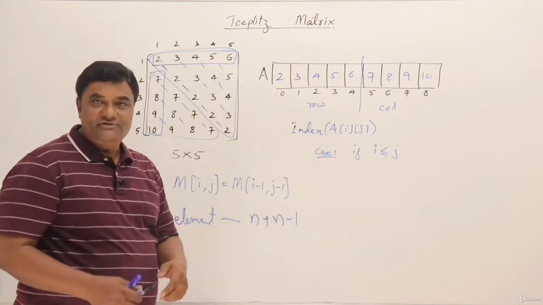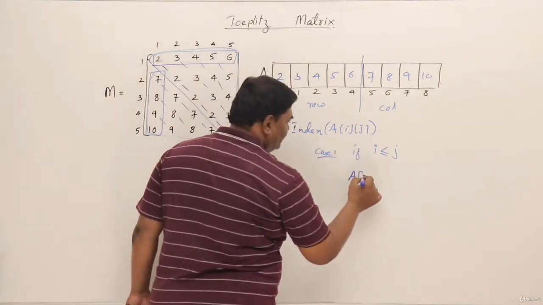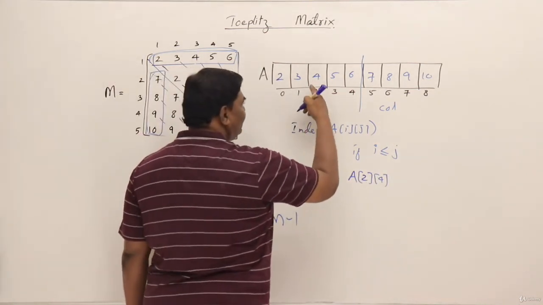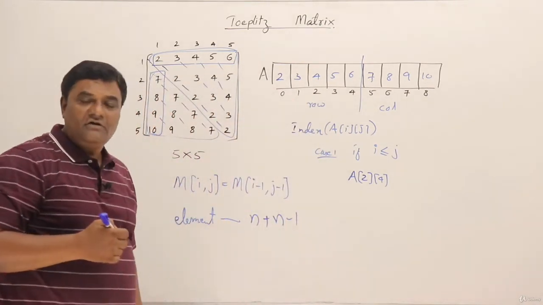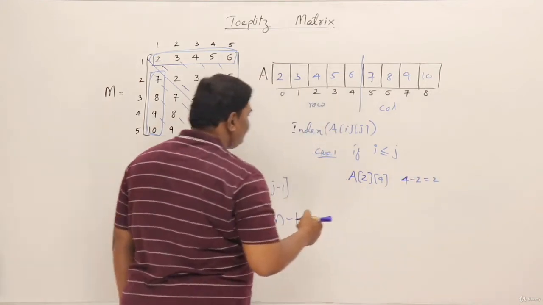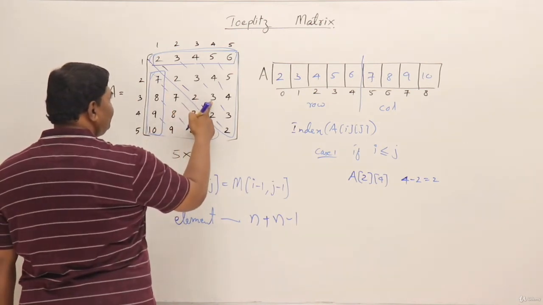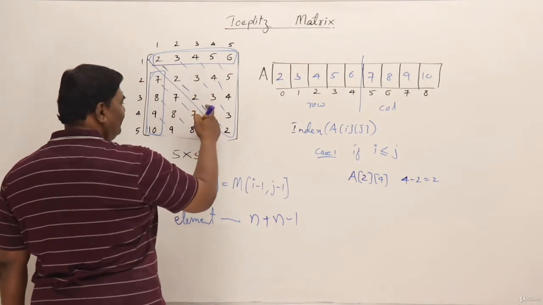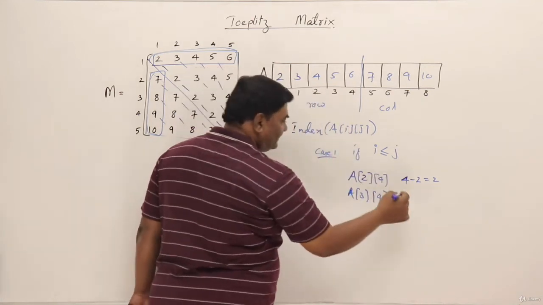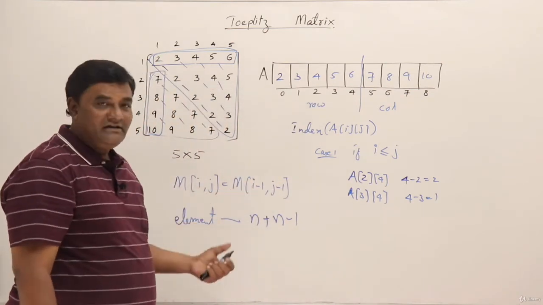So I'll take some examples and show you. Suppose I want the element at a of 2 comma 4. That element is 4, and it is present here at index 2. So how can I get the index? Let us subtract 4 minus 2, that is 2. Then what about the element at 3 comma 4? That element is 3, and it is at index 1. So 4 minus 3 is 1. So it means if I subtract j minus i, I am getting the index.